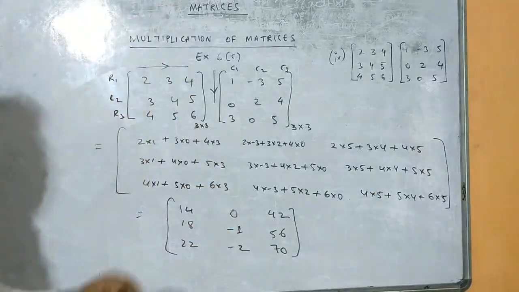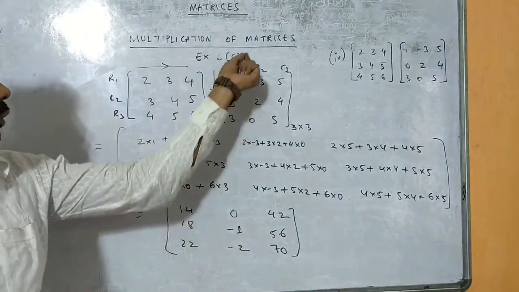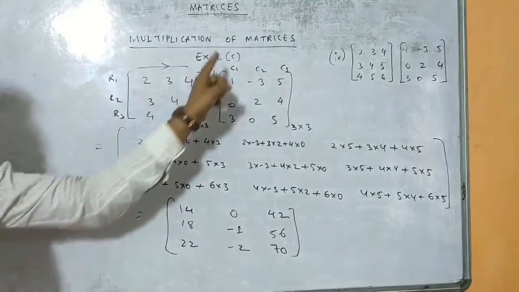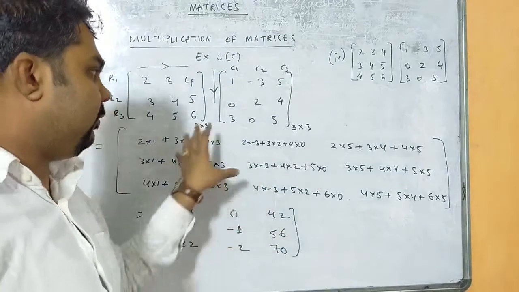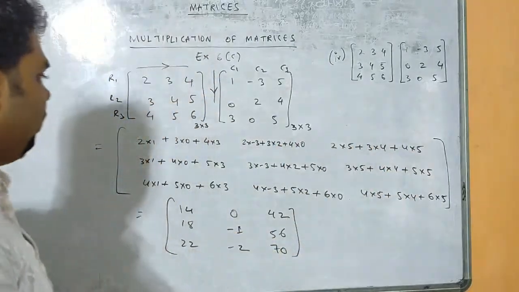So likewise we need to multiply row 1 with column 1, column 2, column 3, then row 2 with all the columns, row 3 with all the columns. So we will be getting 9 elements. So after getting all the 9 elements, we will be solving like this.